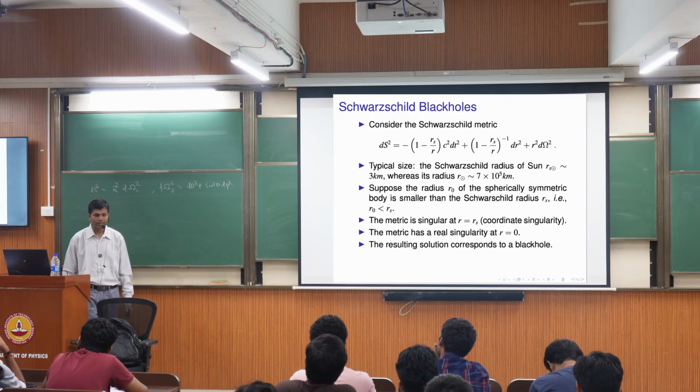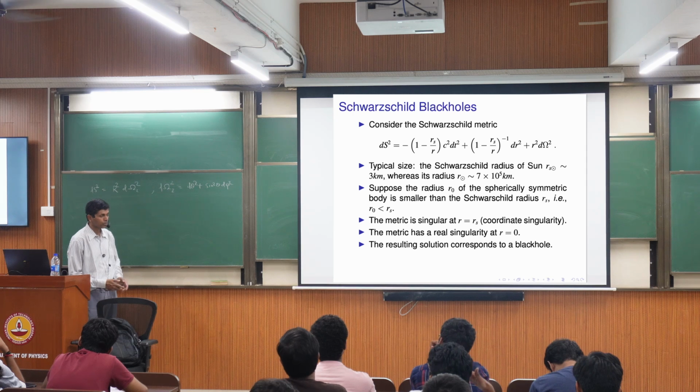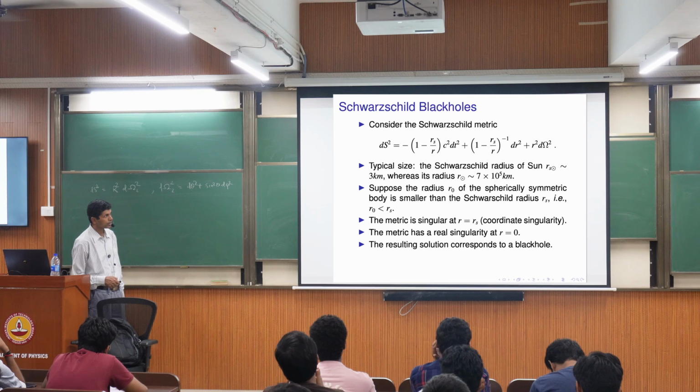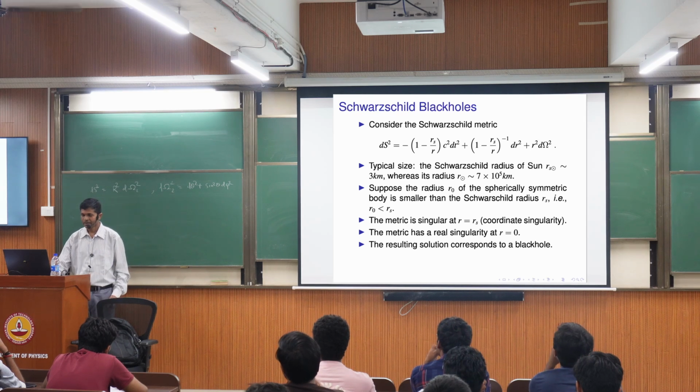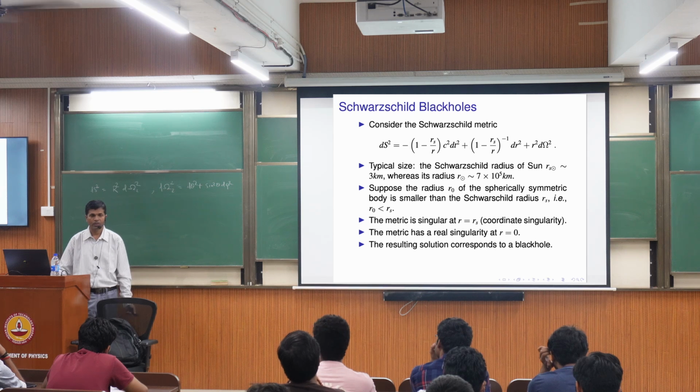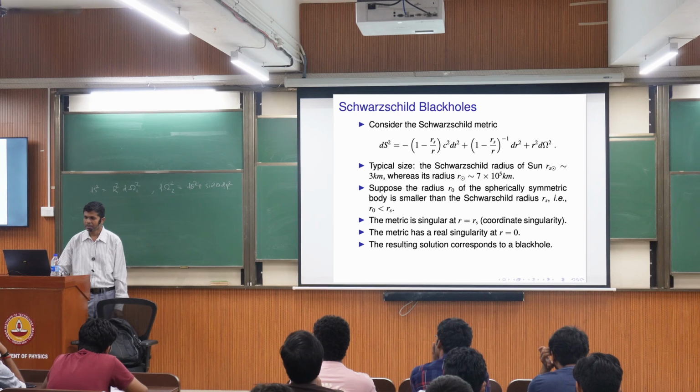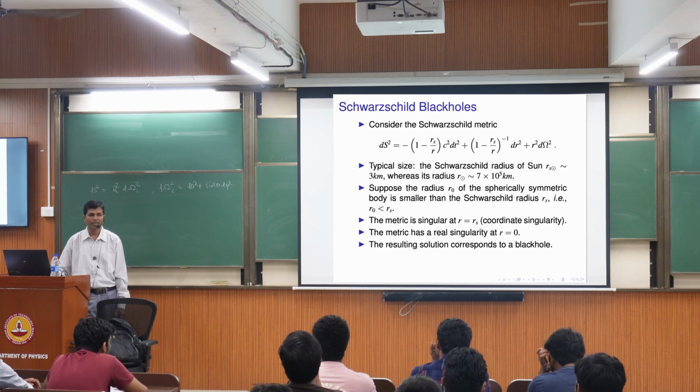Now let us look at some typical numbers. Consider this geometry for our sun. So for the sun, if you compute numerically this quantity Rs, this is roughly of the order of 3 kilometers. On the other hand, the size of the sun is something like 7.5 into 10 to the power 5 kilometers. So the size is typically very much larger than this number Rs.